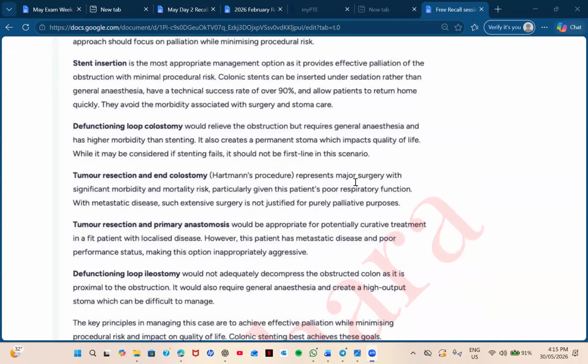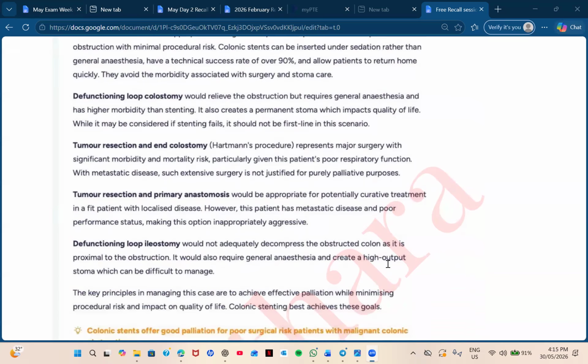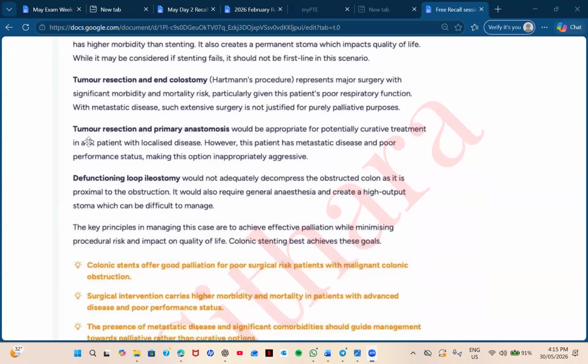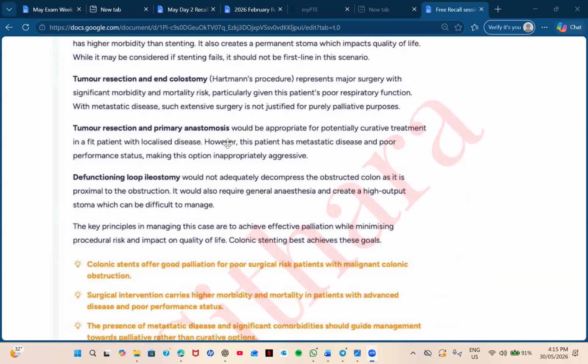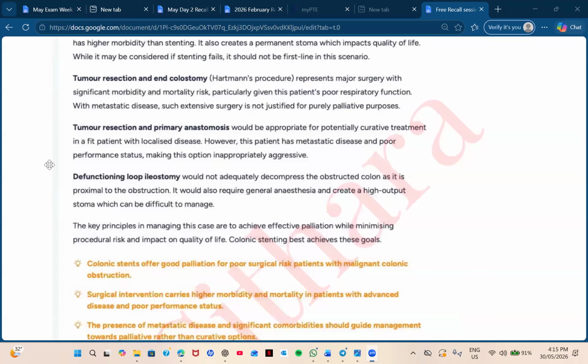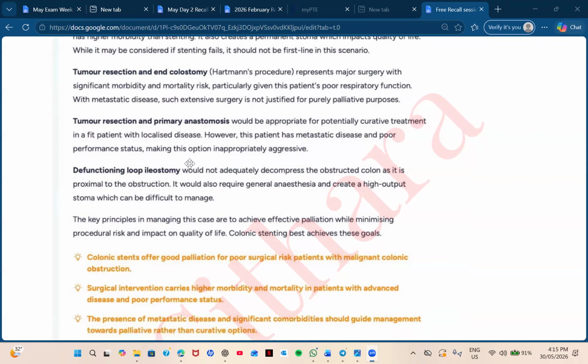So, Hartmann procedure represents major surgery with significant morbidity and mortality risk, particularly given this patient's poor respiratory function with metastatic disease. Such extensive surgery is not justified for purely palliative purposes. Tumor resection would be appropriate for potentially curative treatment in a fit patient with localized disease, right? Like in our previous case, localized disease and the patient otherwise healthy. However, this patient has metastasis, right?